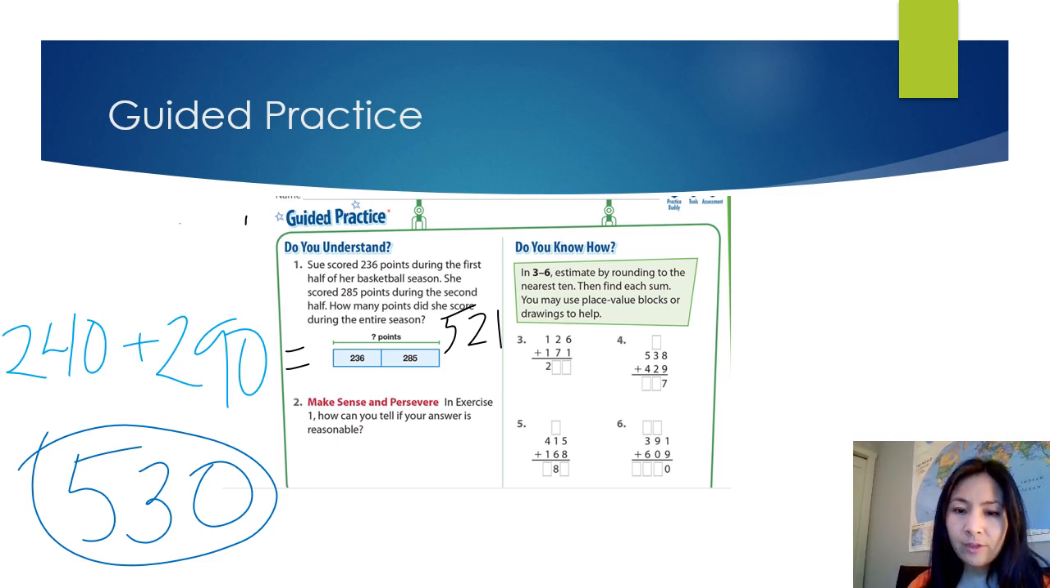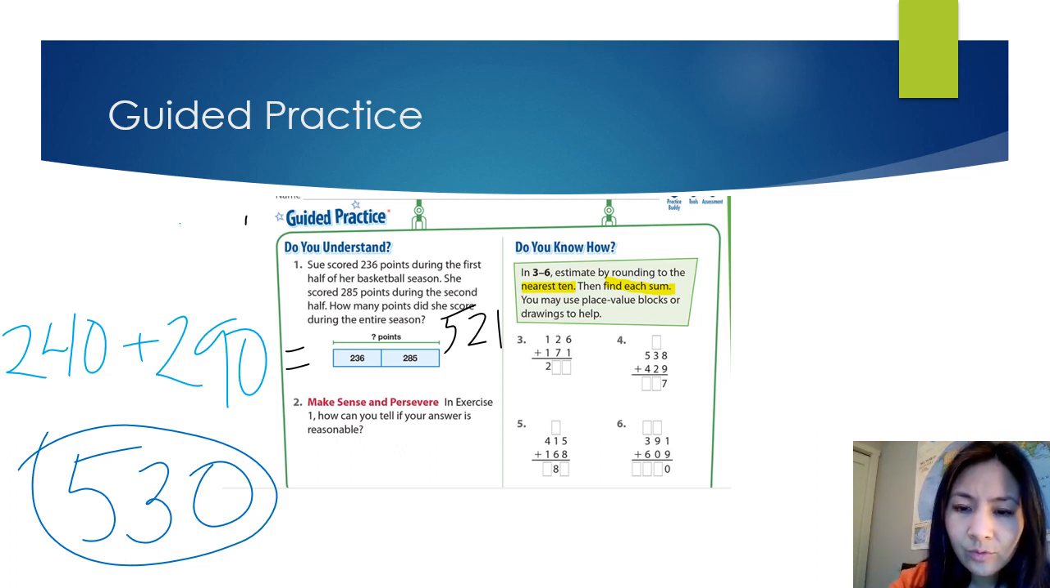Number 3. Well, in numbers 3 through 6, it says, estimate by rounding to the nearest 10. So it's good we got some practice with that. Nearest 10. You can highlight that or circle it or whatever. Then find each sum. So that's the exact, then you find the sum of the estimated addends, and you find the exact answer. That's not super clear in the directions. So let's do number 4. I'm going to try it this way.